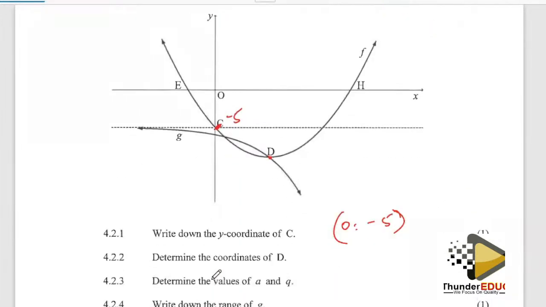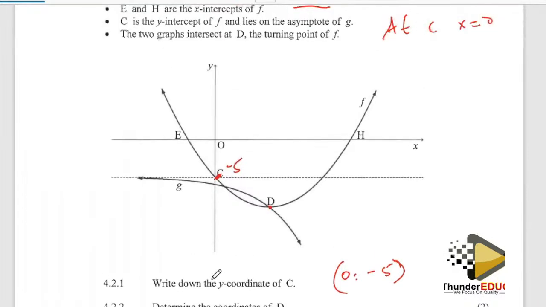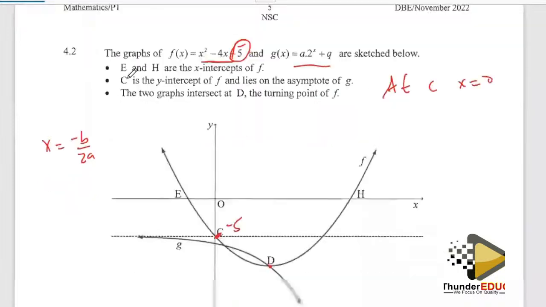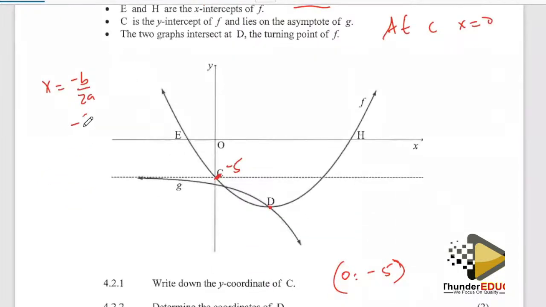Then they want us to get the coordinates of D, which will be the turning point. So remember, with turning points, we can start by finding negative b over 2a. Our b is -4, so it's going to be negative -4 over 2 times 1. That gives us 2, which means the x here is 2.